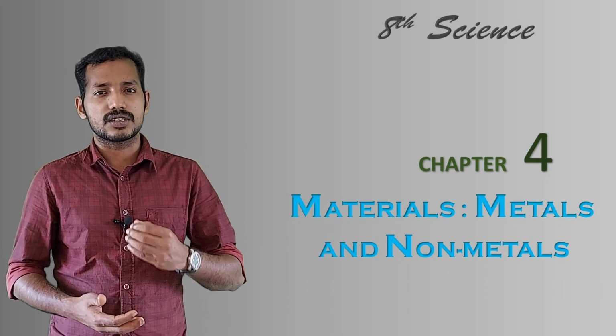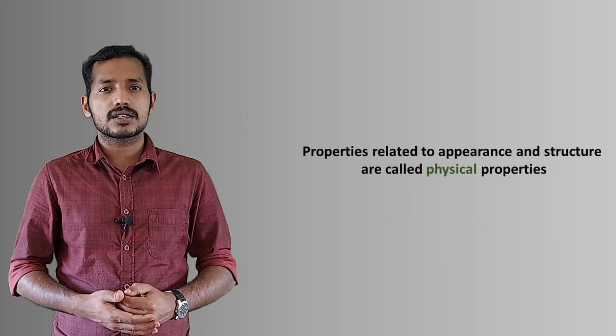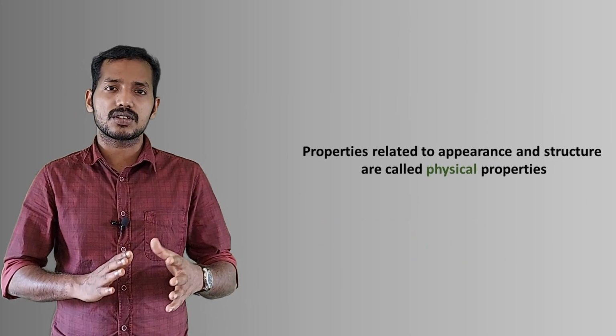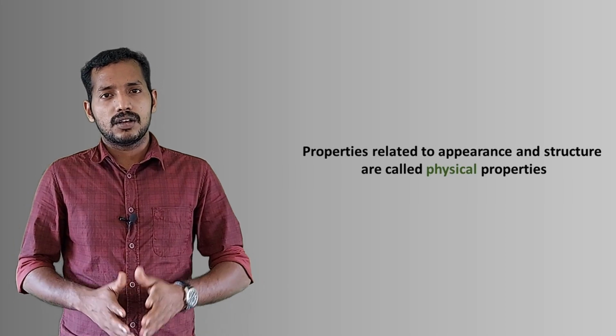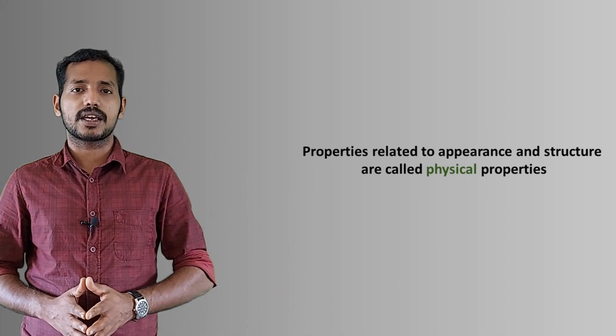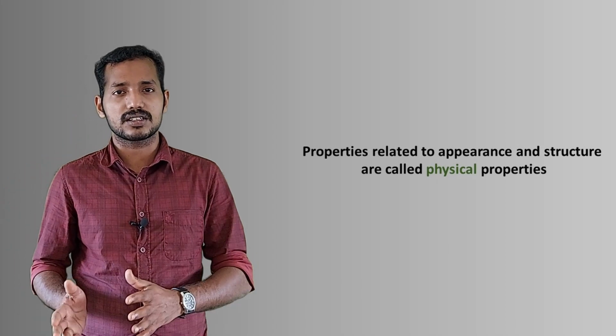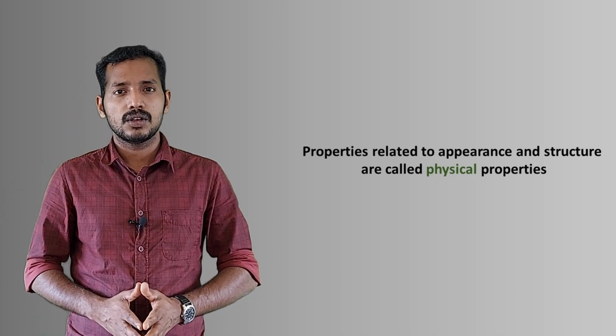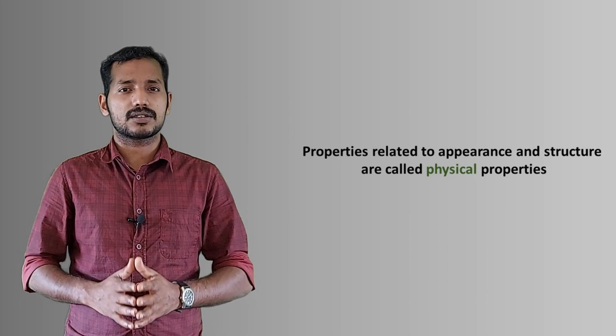So, what are physical properties? Physical properties are the properties which are related to the structure and the appearance of the materials. If we list out the physical properties of metals and non-metals, we can see some differences between them. First one we can take is appearance.